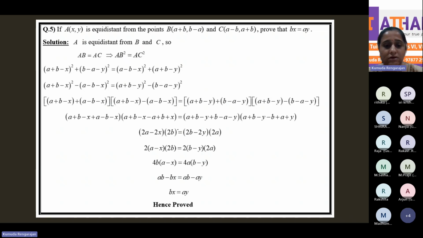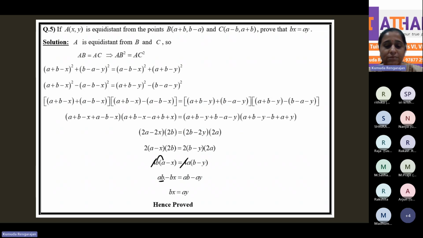You can take out 2 common. See, after this step, you can take out 2 common, children. So 2 I've taken out common. So you get a minus x into 2b. And here also 2 is common, so 2b minus 1 into 2a. Now 2 into 2 is 4, 4b into a minus x. 2 into 2a is 4a into b minus y. So now this 4 and 4 on either side get cancelled.